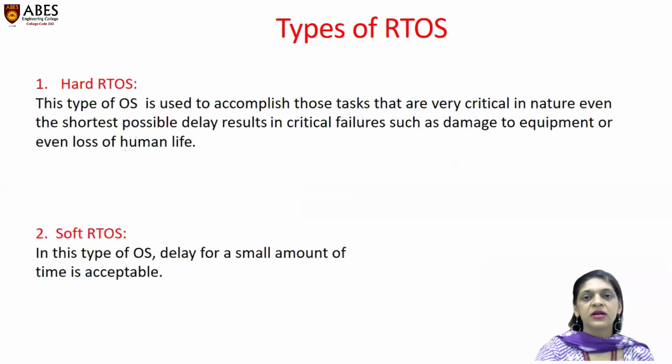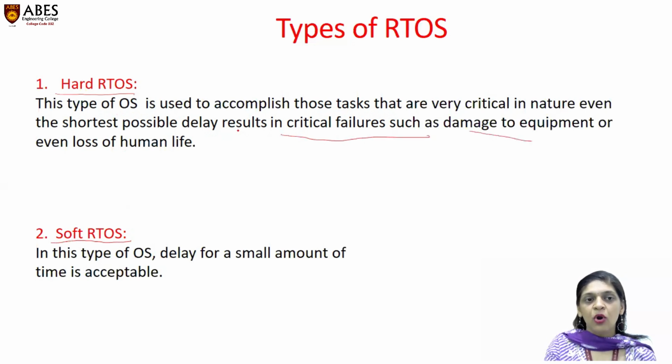Next, we are moving towards the types of real-time operating system. In this, we have two types: the first one is the hard real-time operating system, and the second one is the soft real-time operating system. So let's see. A hard real-time operating system is used to accomplish those tasks that are very critical in nature. Even the shortest possible delay results in critical failures, such as damage to equipment and even loss of human life. Now, the automatic parachutes we talked about, if there is even a delay of a millisecond, human life can be lost, and we can say critical failures like damage to equipment.